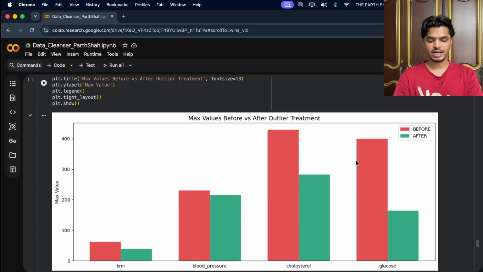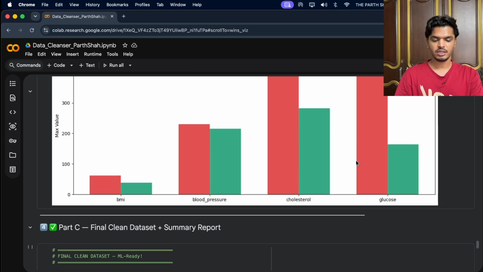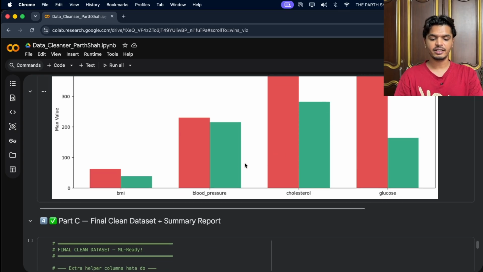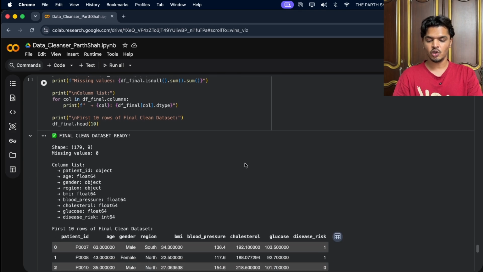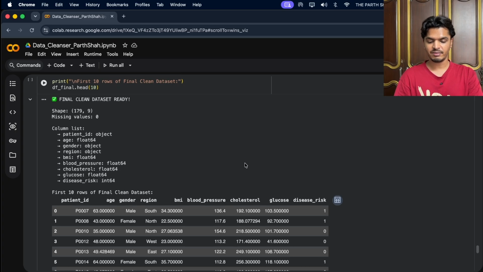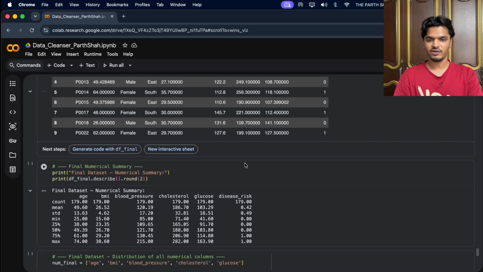This grouped bar chart makes the improvement visual. The red bars are before, green bars are after. The dramatic drops in max values prove the outlier handling works. And here is the final clean dataset. All distributions look natural and medically possible. 0 missing values, no extreme outliers. This data is fully machine learning ready.